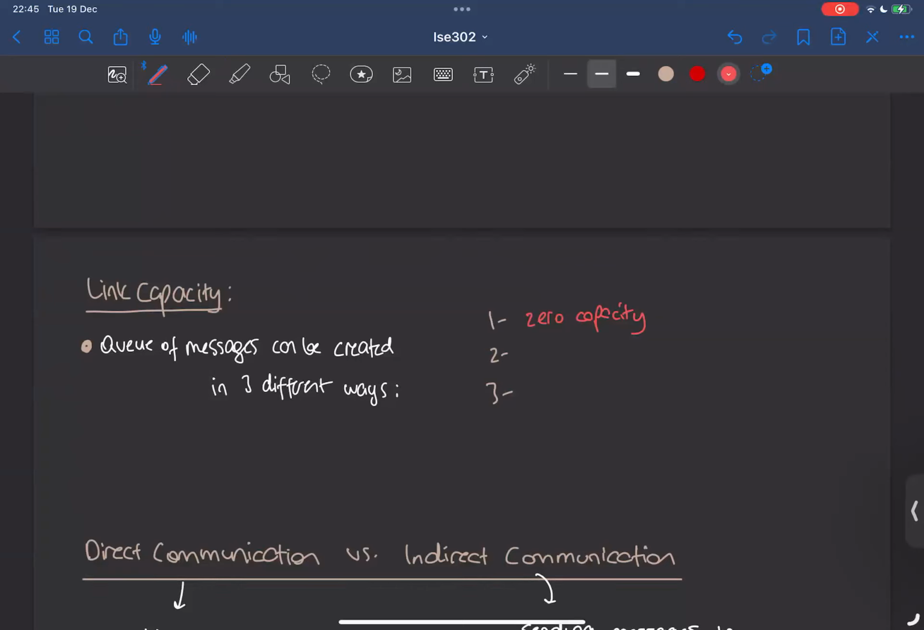The second kind is unbounded. No, let's first look at bounded capacity. So in bounded capacity, the queue can hold up to n messages because of its finite length. In this case, if the queue of the link fills up completely with n messages, the sender will have to wait. In the third case, we have unbounded link capacity.